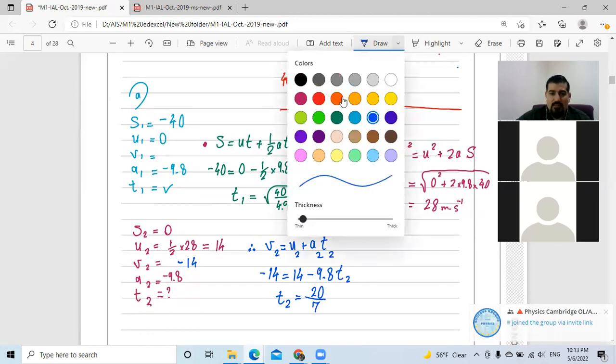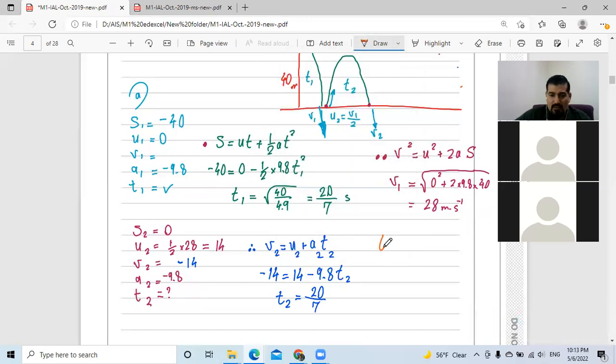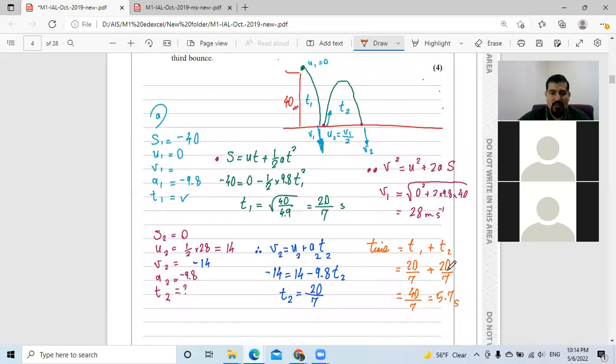Now the question asked me for the total time. So the whole time is equal to t1 plus t2, and the total time is 20 over 7 plus 20 over 7, and the whole answer will be 40 over 7, which is equal to 5.7 seconds. Good. Is it clear? This is part A. You can take screenshots here for the answer.